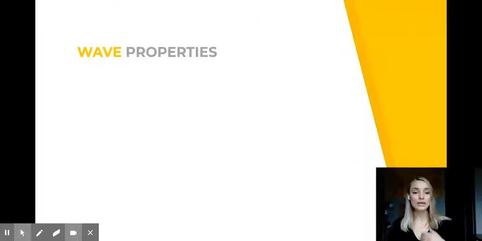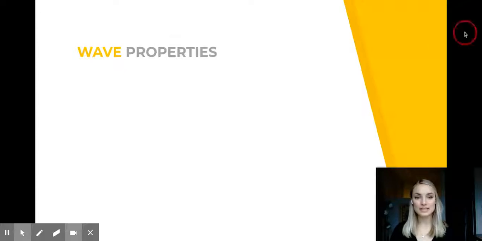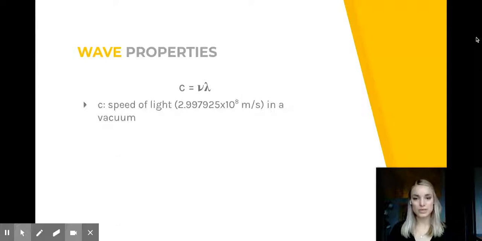So we know that energy behaves like a wave in some ways. And one of the principal ways that we talk about that is by talking about the speed of light. So c equals nu lambda, where c, of course, is the speed of light, 2.997925 times 10 to the 8th, or 3.0 times 10 to the 8th, depending on how many significant figures we're looking for, meters per second, and that is the speed of electromagnetic radiation in a vacuum.